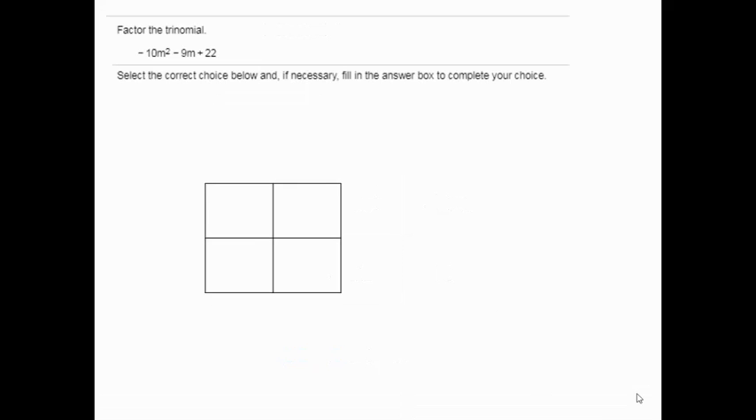So now we'll look at one more of these using the box method. This time I'm given -10m squared minus 9m plus 22. What's the first thing we do when we have a leading coefficient that's negative? Remember, we factor out a -1. Remember to always factor out a -1 when your leading term is negative. So we calculate AC and we get -220.